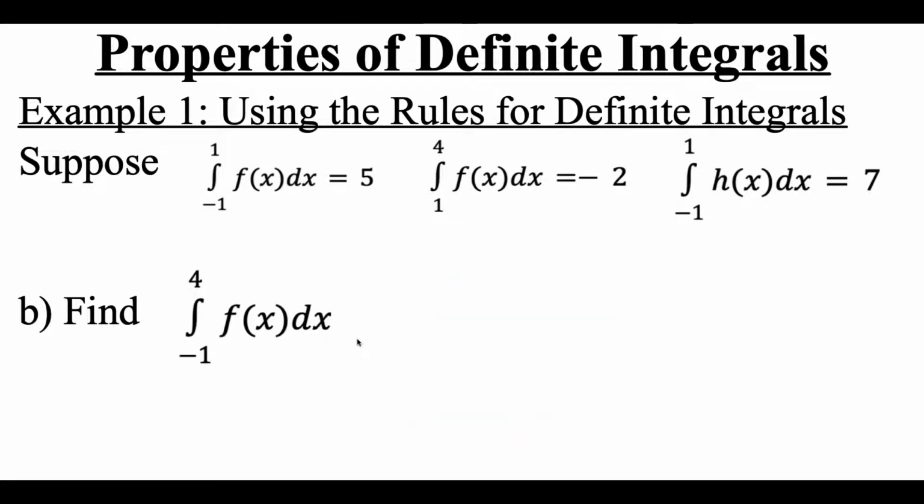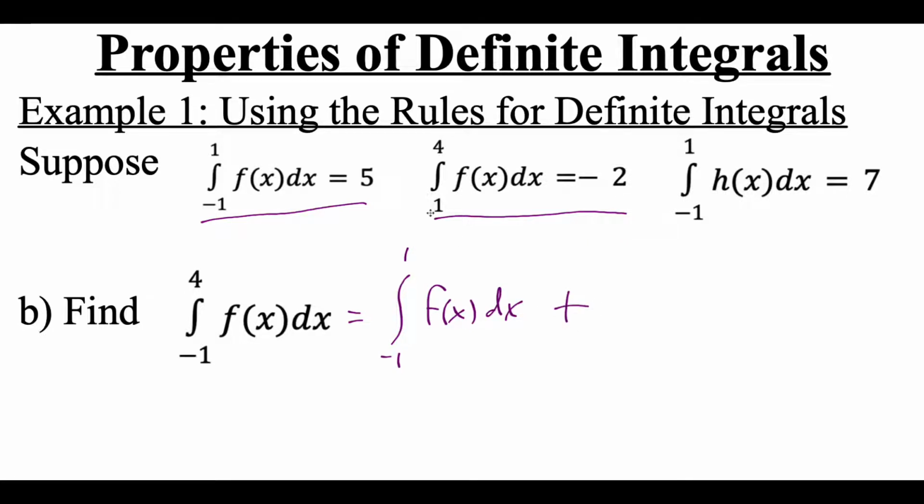Taking a look at this example, we want to find the integral of our f of x function going from -1 to 4. So the pieces of information that we know that are going to be helpful are this first and this second piece. We can break this integral up into two smaller integrals. This is going from -1 to 4. Well, we know what happens to our integral as we go from -1 to 1 for our function f of x. And we also know what's happening with our integral going from 1 to 4 of our function f of x. So we can break this big integral up into two smaller integrals that we know the answers for.